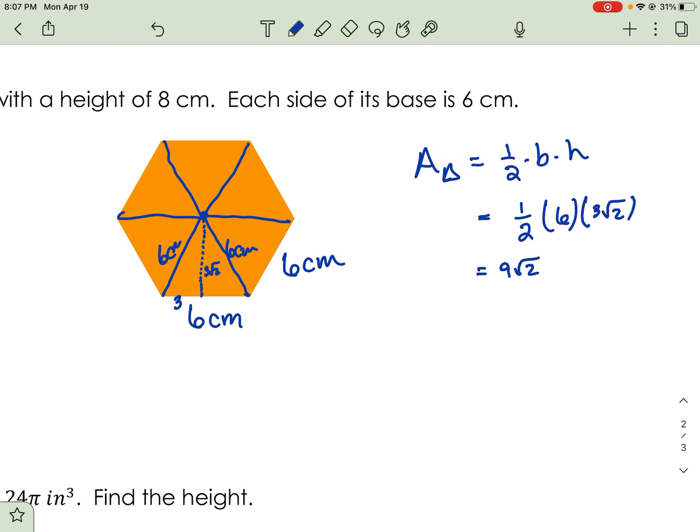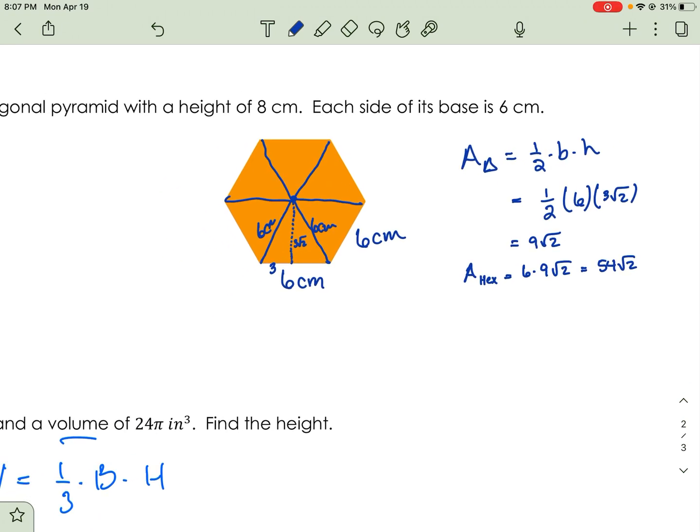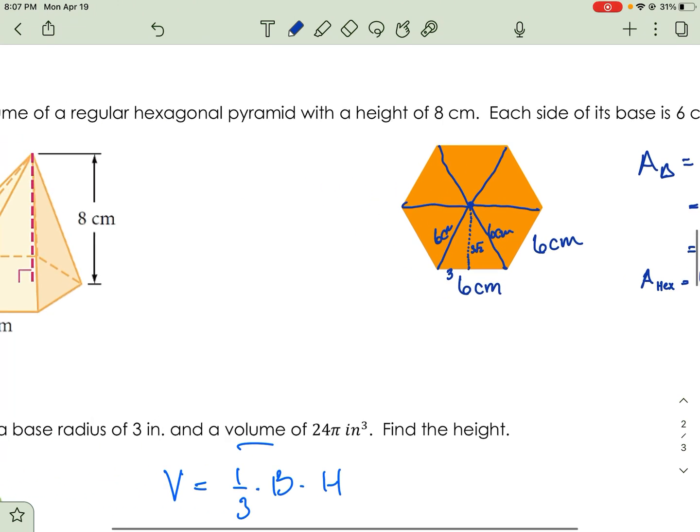So the area of one triangle is 9 square roots of 3, but we want to know the area of the hexagon. And the area of the hexagon is made up of 6 of those. So 6 times 9 square roots of 3 is equal to 54 square roots of 3. So the area of the base is 54 square roots of 3.